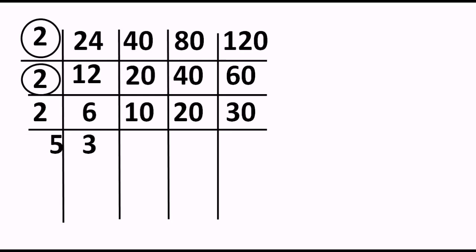So 6 divided by 2, we get the answer 3. When 10 is divided by 2, we get 5. 20 divided by 2, we get 10. And the half of 30 is 15. So over here again we have to encircle 2 because it has divided all these 4 numbers. Now observe the bottom layer. Now we have 3, 5, 10 and 15.